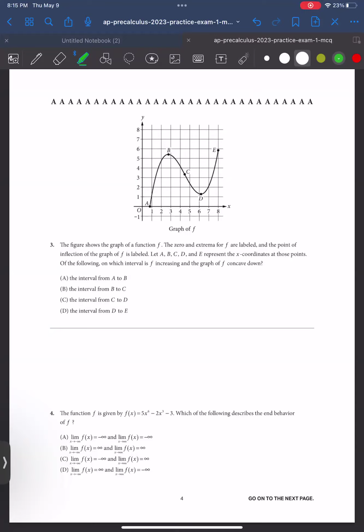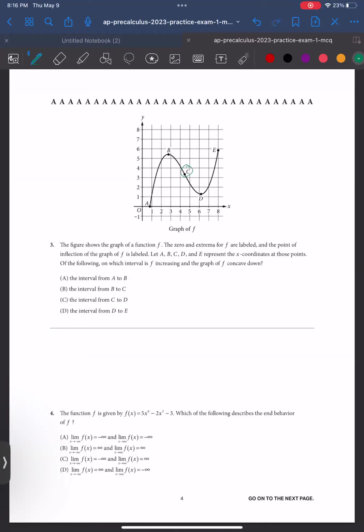The figure shows the graph of a function f. The zeros and extrema for f are labeled, and the point of inflection on the graph is labeled. So what's my point of inflection? Give me the letter. B. No. E, no. D, A. A, C. C, yeah.